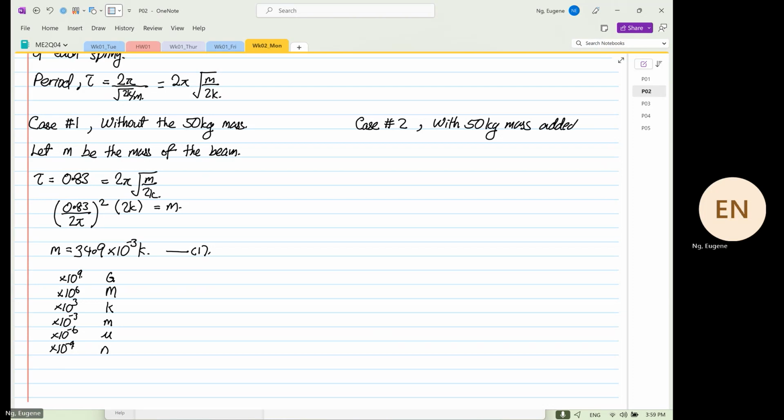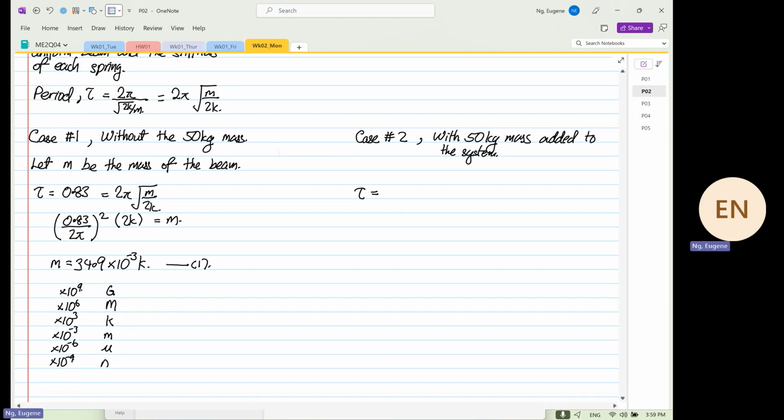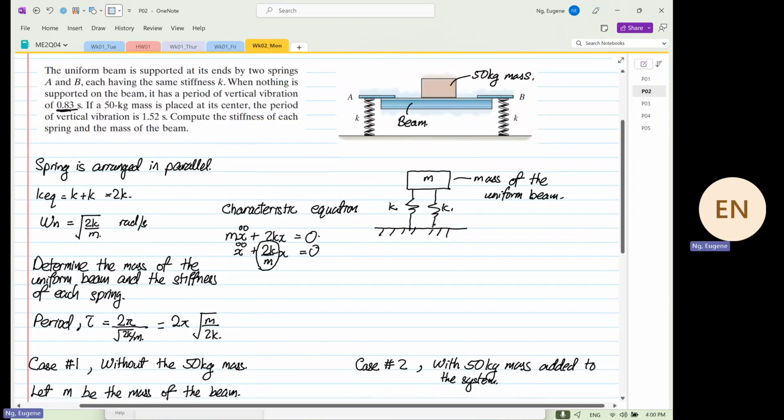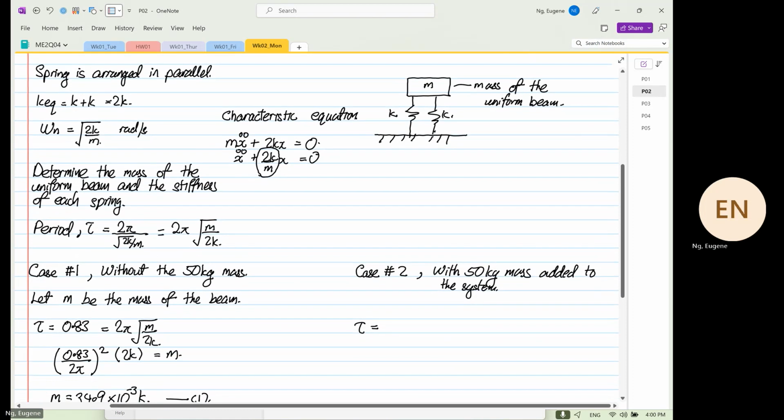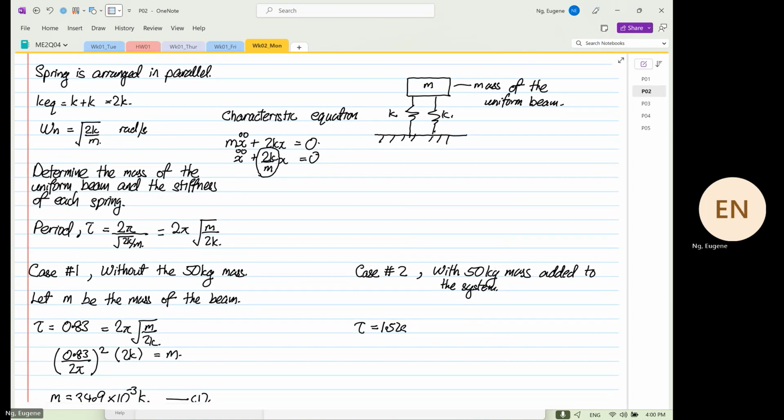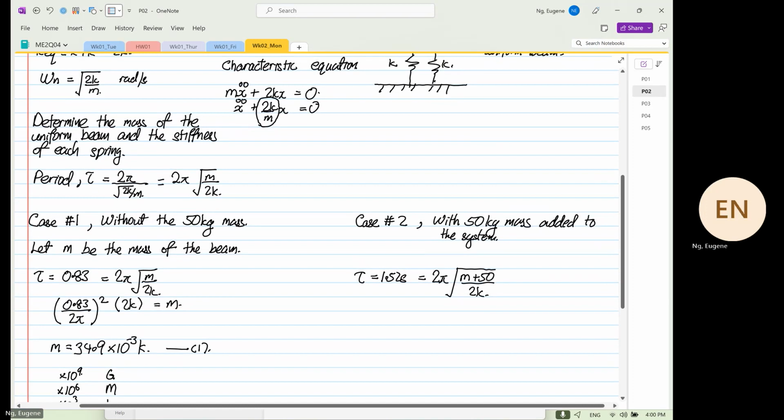Added to the system. So we know tau now is equal to what? So we go back to the problem. Tau when it's added with a mass is equal to 1.52 seconds. So this will be equal to 2 pi times the square root of the mass of the beam plus 50 kilogram, and now we divide by 2k.